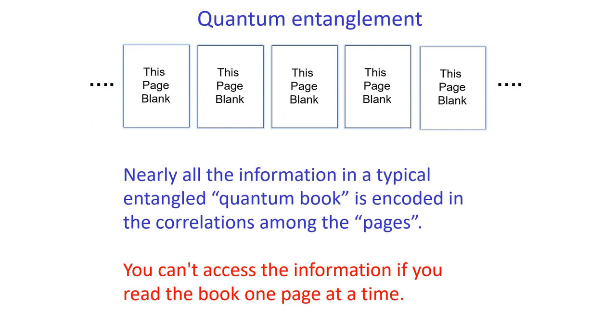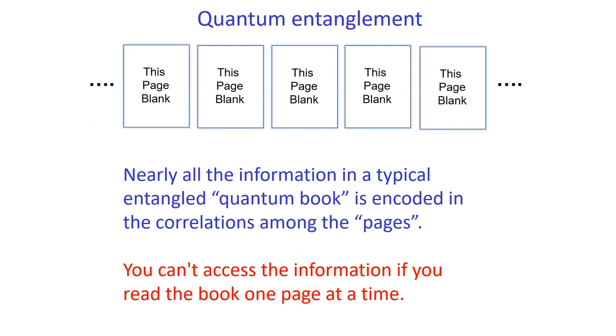Imagine a book which is 100 pages long, and if it's a conventional book, written in bits. Every time you read one of those pages, you learn 1% of the content of the book. And after you've read all the pages one by one, you know everything that's in the book. But suppose instead it's a quantum book. It's written in qubits, the quantum analog of bits. And the pages are very highly entangled with one another. Then when you look at a single page, you see just random gibberish, which provides very little information to distinguish one highly entangled book from another.